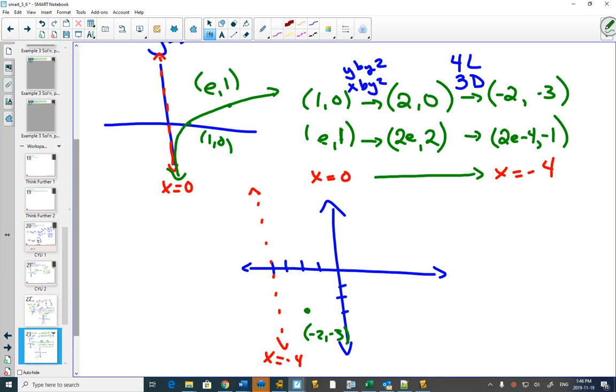Well, remember that e is 2.7. So if you're going to do an estimation here, 2 times 2.7 is 5.4. 5.4 minus 4 would be 1.4. So I'm going to go to approximately (1.4, negative 1). I'm going to label that point (2e minus 4, negative 1). Just connect your dots. The shape has to match the log graph.